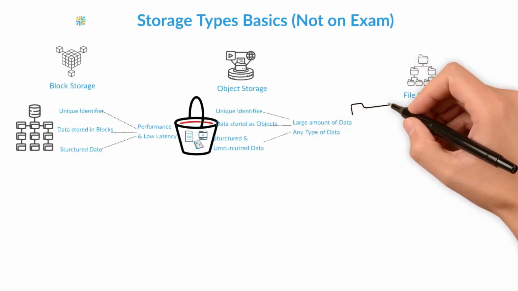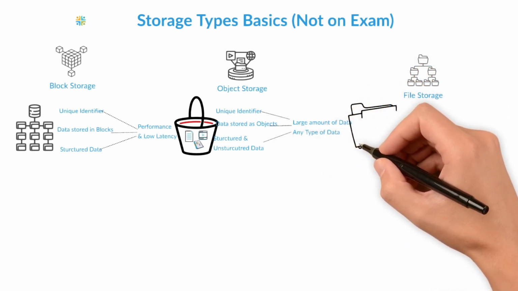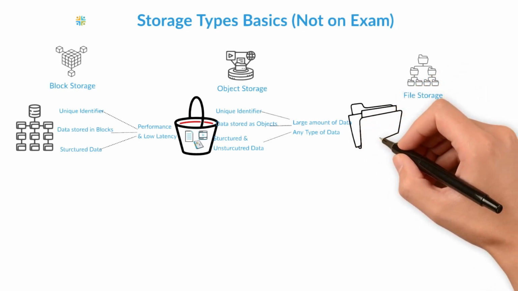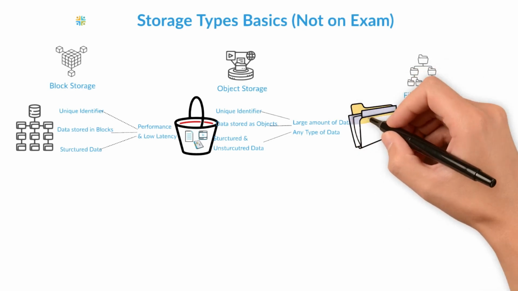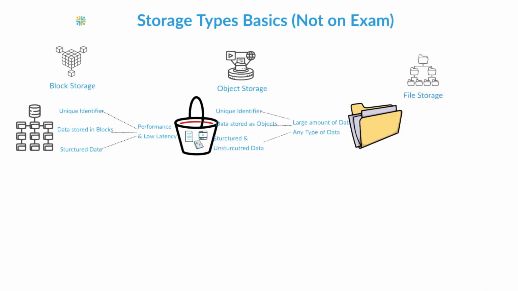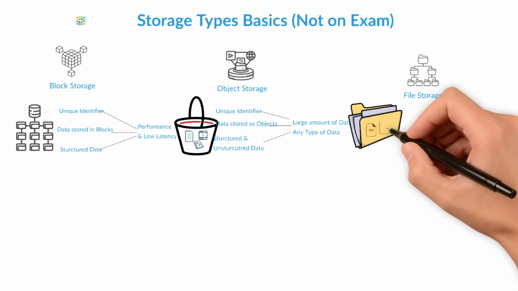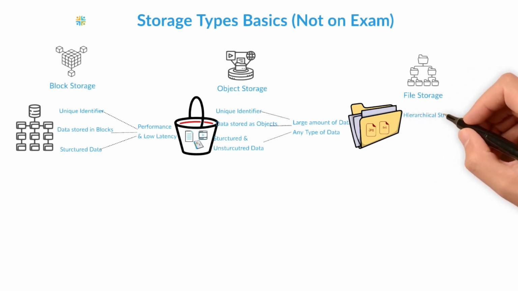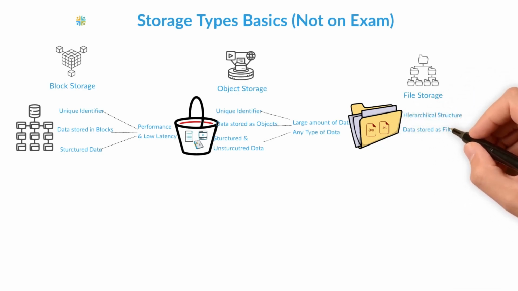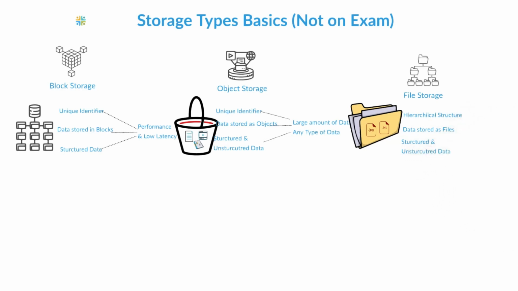File storage is like your file system that you will create in your Microsoft or Mac folder. Data is stored in files with a file extension such as .jpg, .docx, or .txt. This type of storage is good for hierarchical data and is designed for structured and unstructured data. Applications developed to manage files would leverage file storage.